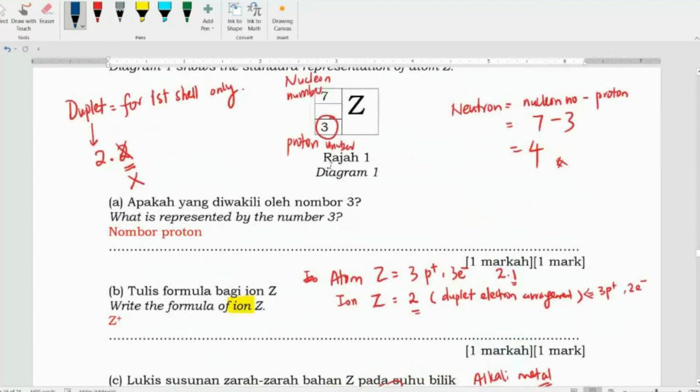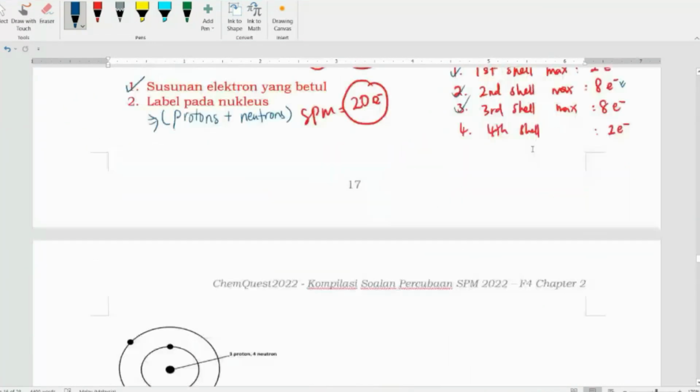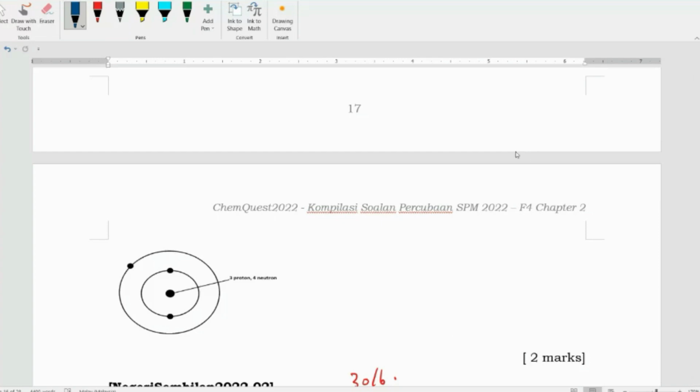So we look into here. Protons we know already is 3, right? Neutron is 4, we counted just now already. So you have to mention like this. This one is the nucleus. You draw a line and mention it has 3 protons and 4 neutrons. The electron arrangement is 2, 1: first shell 2, second shell 1. So 2 marks for this, plus this one.